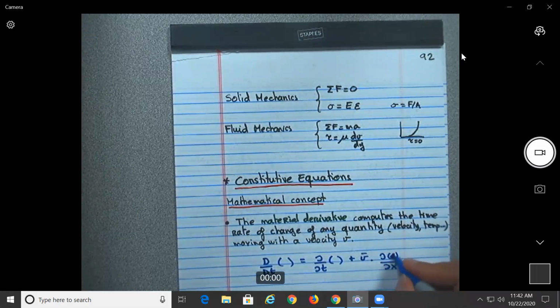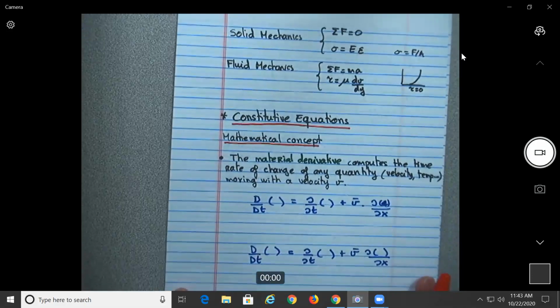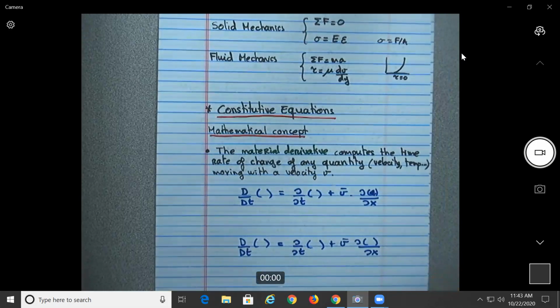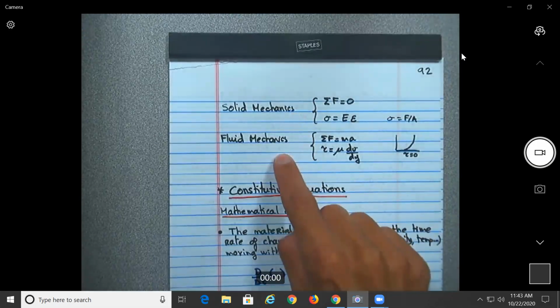Oops, don't put x here. It should be empty. Sorry, it should be empty space and this. So over here, basically, we go to a fundamental problem, but that is extremely important for the understanding of the derivations of the equations and to understand the main difference between solids and fluids.